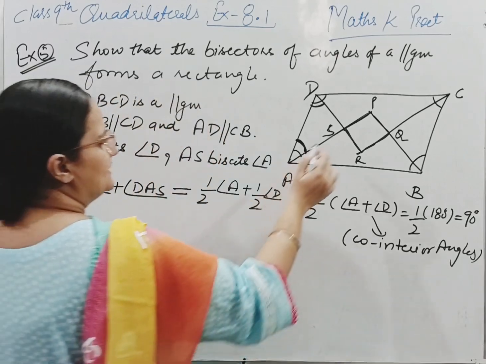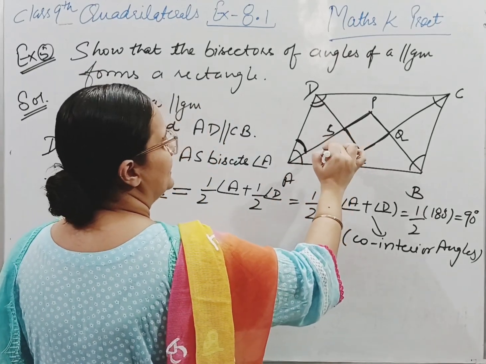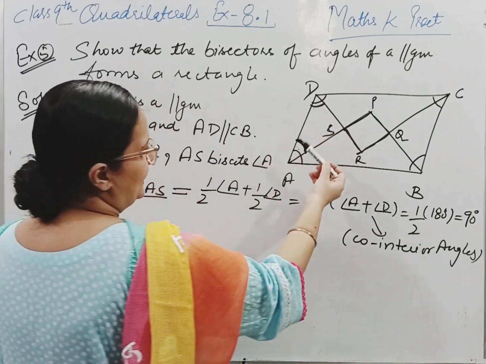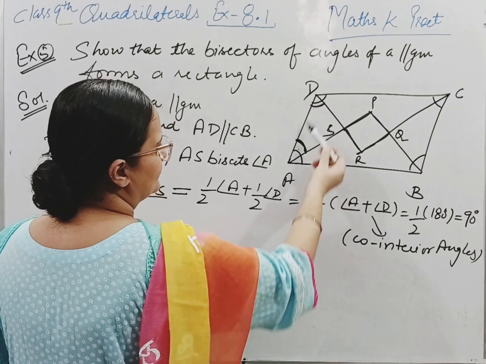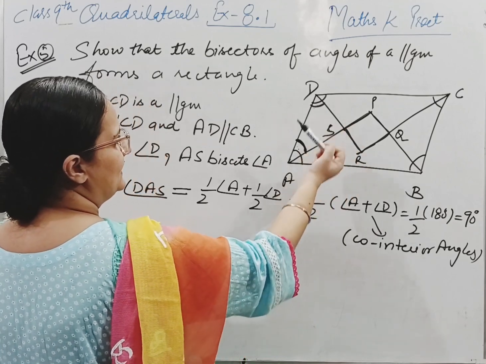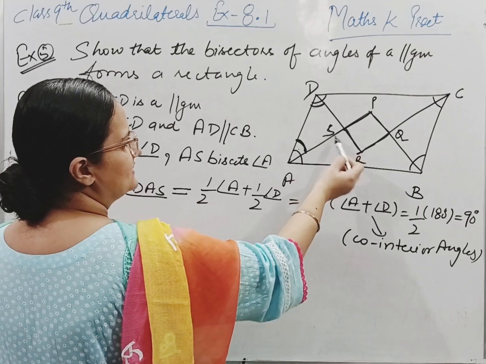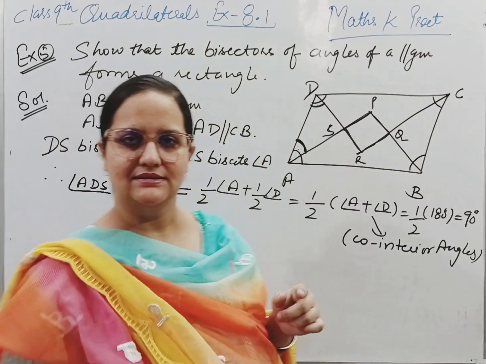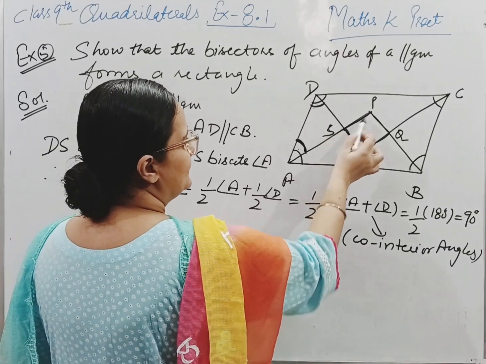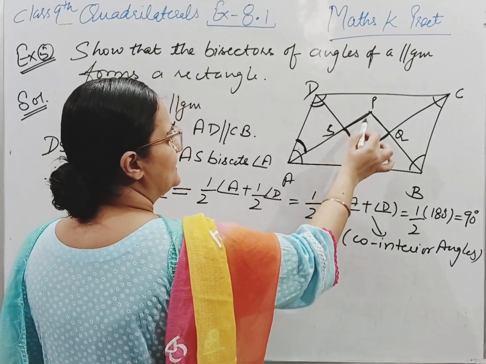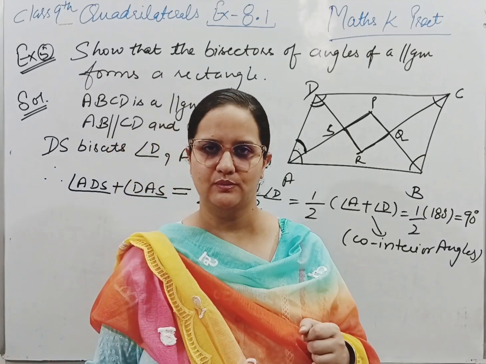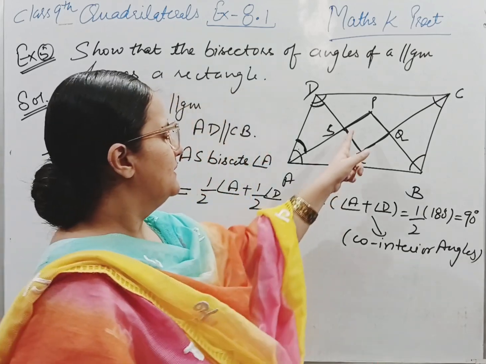How to show that this angle is 90 degrees? The sum of these two angles is now 90 degrees. If I apply the angle sum property in this triangle ADS, the sum of these two is 90, then 180 minus 90, I'll get angle S is equal to 90 degrees. After that, this angle is 90 degrees, and these two are intersecting lines. This angle PSR will automatically be 90 degrees due to vertically opposite angles. Fine. So one angle will be 90 degrees.